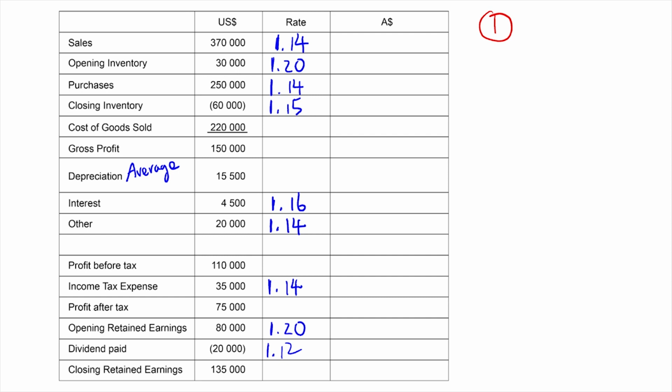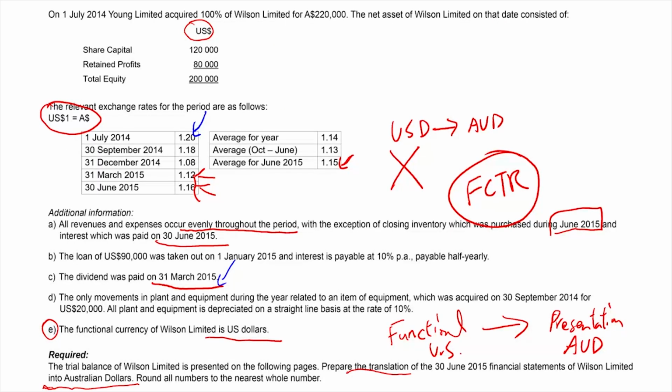The problem is that depreciation applies to plant and equipment. It's very important for you to look at whether they have purchased any new equipment in the current year before you write down any exchange rate. Based on this question, additional information D, the only movement in plant and equipment during the year related to an item of equipment which was acquired on 30th of September 2014 for 20,000. All the depreciation is based on 10%.